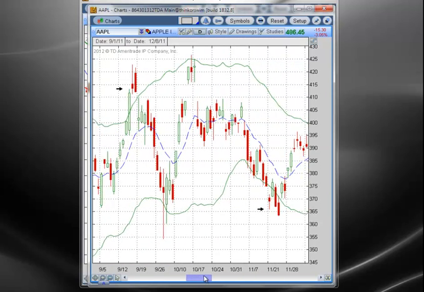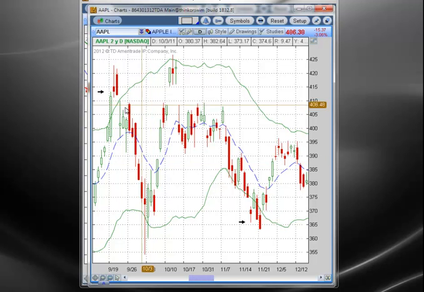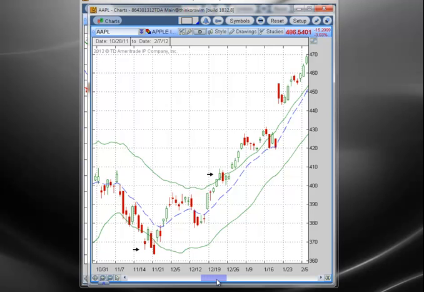Second example is we have a close outside the band. The high is 413. We're looking for a close above that. We do not get a close above that. We would not initiate a long position, and I think in this you would not have.